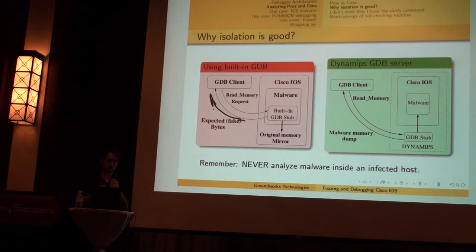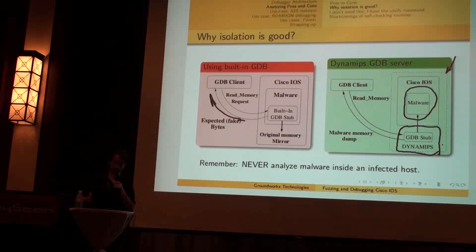So if you are trying to see if your router has been compromised, of course you cannot ask the router, because the router will say, no, I'm not compromised. You will never get a yes. And when you run in an emulator, the malware is actually isolated from the debugger or analyzer. So this way, there is no way the malware can hide itself from the debugger.